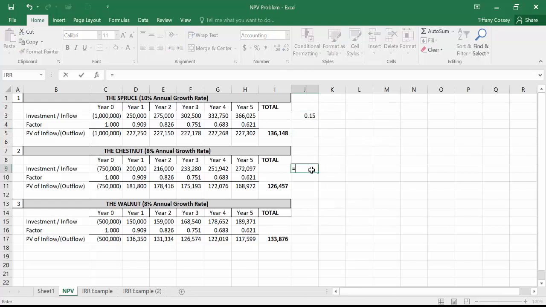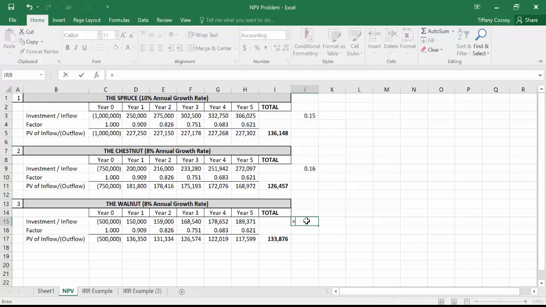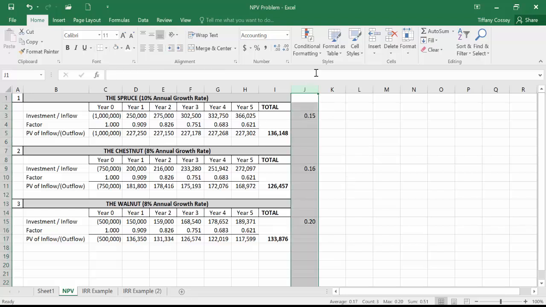I'm going to do the same for each of these other investments and see what the IRR is for those. So we just capture the stream of payments here, and it looks like there's a 16% rate of return, or 0.16 IRR, for the chestnut investment, and a 20%, it seems to automatically convert there, 20% IRR. And then of course if you needed to see it out further than the hundredth, you could, and you could see a more exact IRR for each of those.